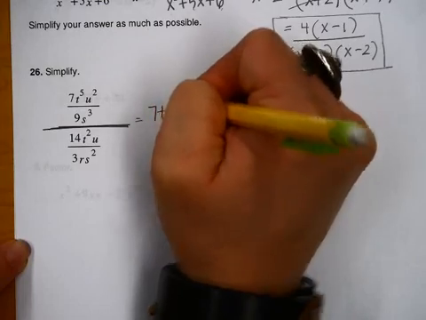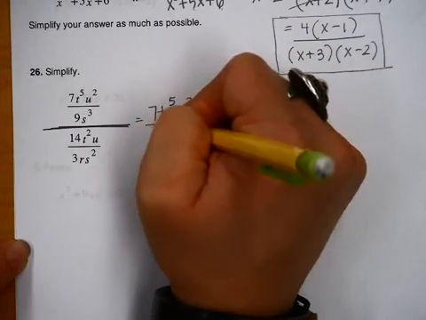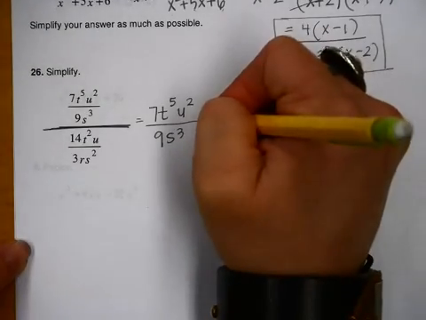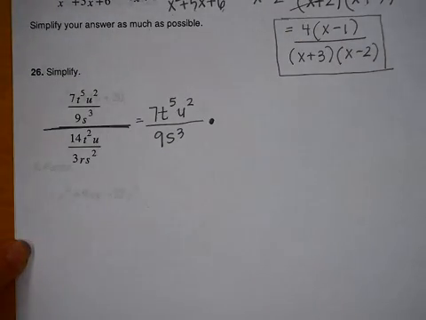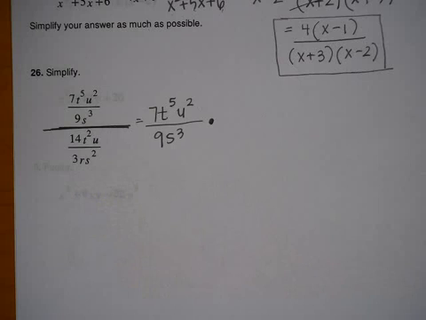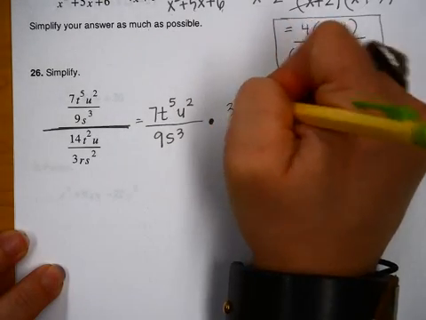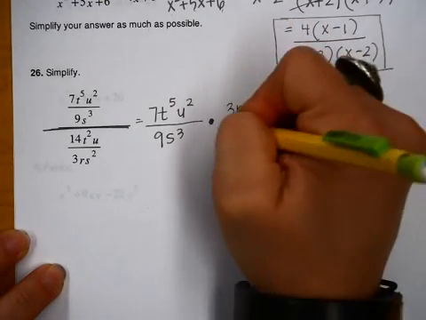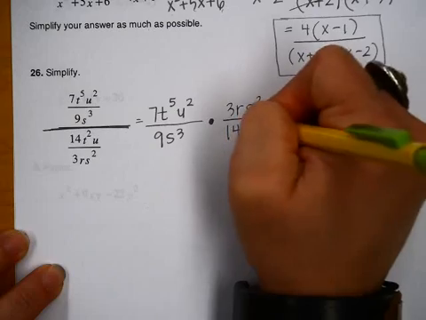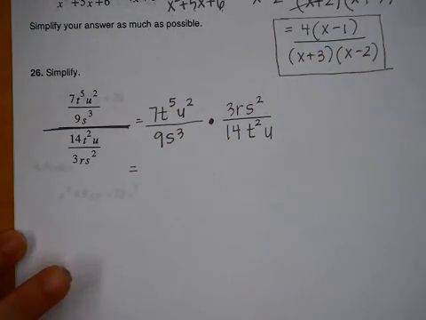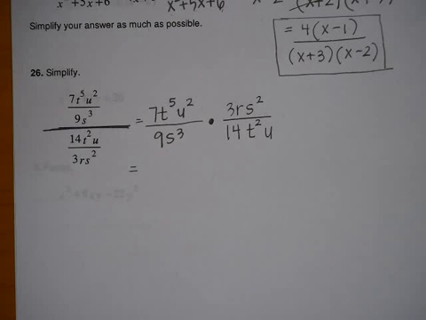7t to the 5th u squared over 9s cubed. Change my division to multiplication, and then what am I going to do with this fraction on the bottom? Flip it. So I'm going to have 3rs squared over 14t squared u. Okay, so my first step is still to keep, change, flip.